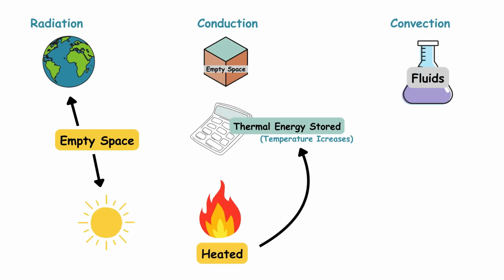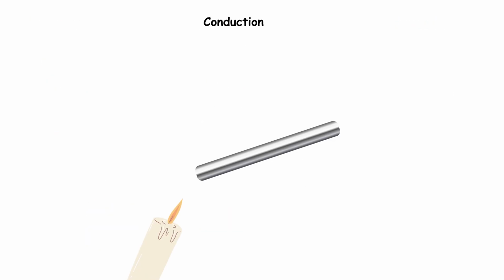Whenever an object is heated, energy is transferred to its thermal energy store, and as temperature increases, the process of heating, though, can take place in three different ways depending on the medium involved. For solids, heat is transferred by conduction. In fluids, it's via convection, and to get through empty space, heat has to be transferred in the form of radiation. Let's start with conduction.